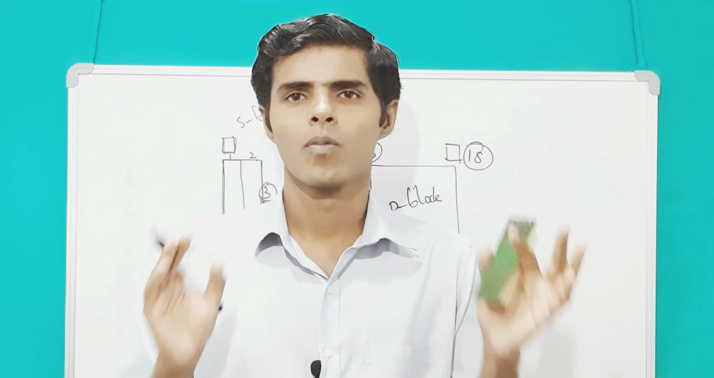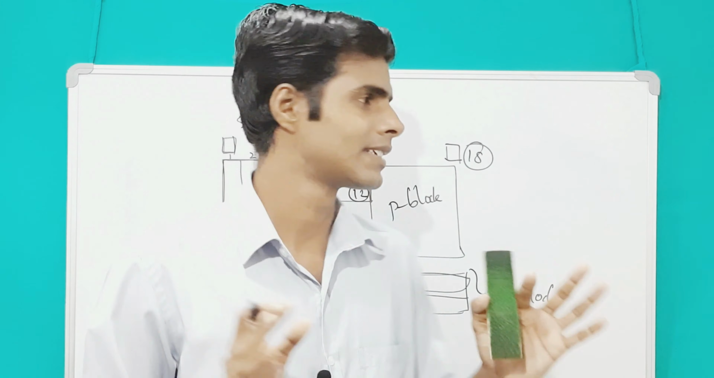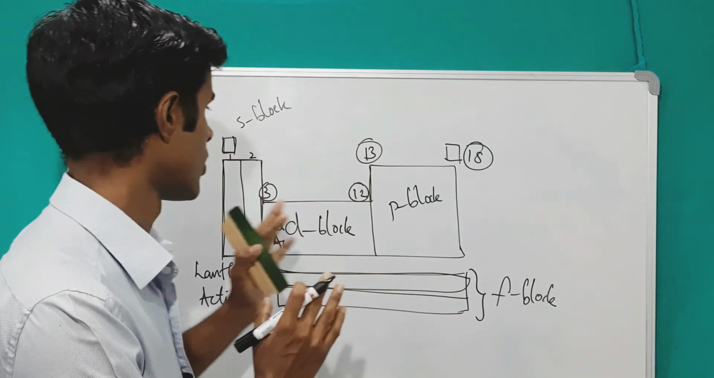We will be studying more about these different blocks. Mainly 4 blocks we have in the modern periodic table: S block, P block, D block and F block elements. This makes it easier to study their properties in each block. These properties will be studied in the coming classes also.